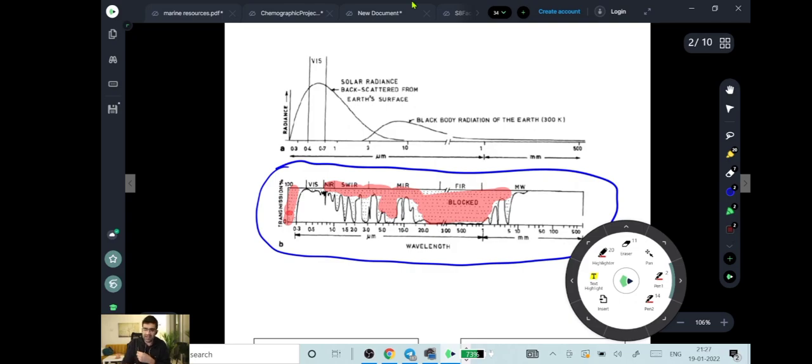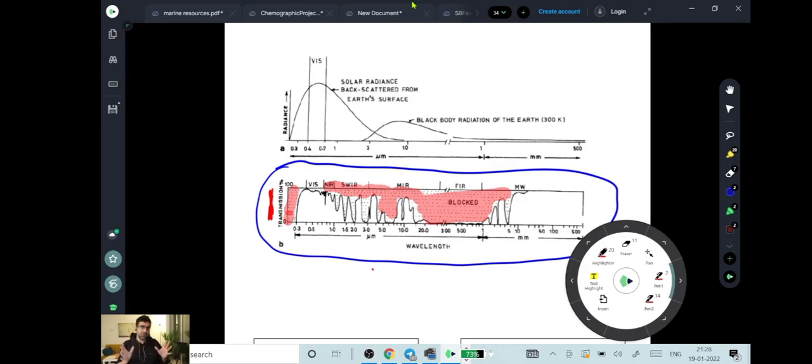When you're seeing this kind of diagram, you have to take a little care: sometimes transmission is given here, sometimes opacity is given. Transmission is the opposite of opacity. If something is opaque, it means that radiation will not be transmitted. So what the atmospheric window is about in remote sensing is this: you are sensing from a satellite or airplane, and you have earth. The radiation has to travel from source to earth and then back to the sensor. That transmission is happening through the atmosphere.